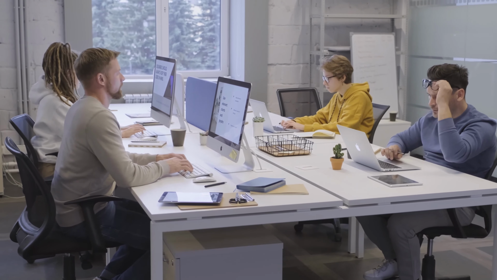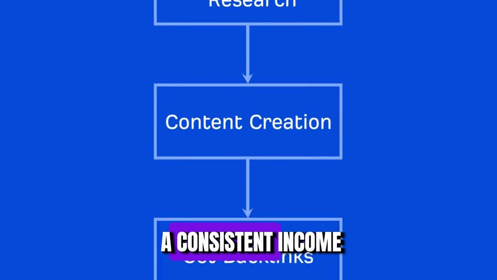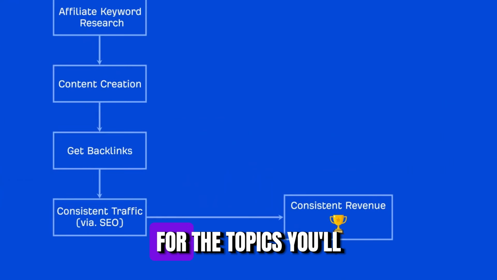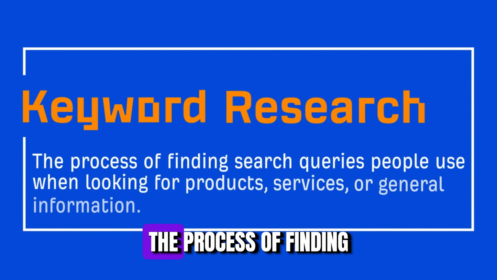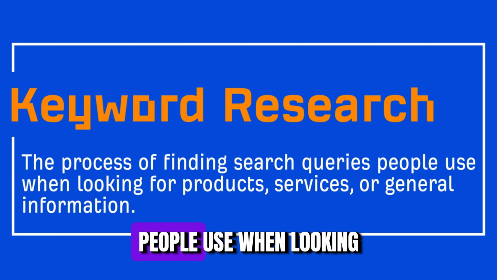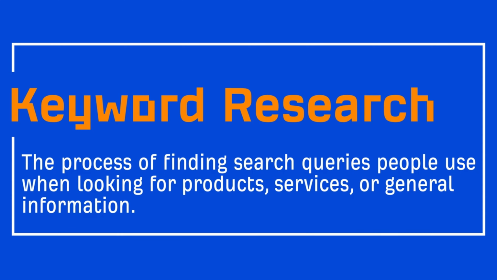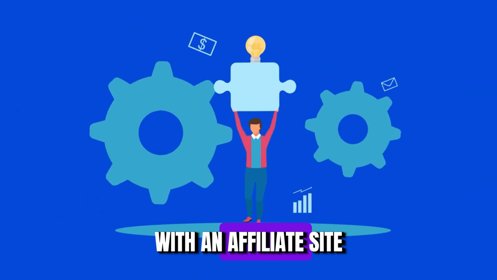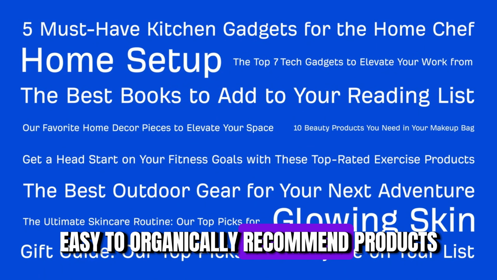Now, keyword research is the first step in our flowchart in our journey to a consistent income through an affiliate site. It's basically going to set the foundation for the topics you'll create content on. Simply put, keyword research is the process of finding search queries people use when looking for products, services, or general information. Now, because we won't be selling products or services directly to consumers with an affiliate site, we ideally want to find topics where it's easy to organically recommend products.